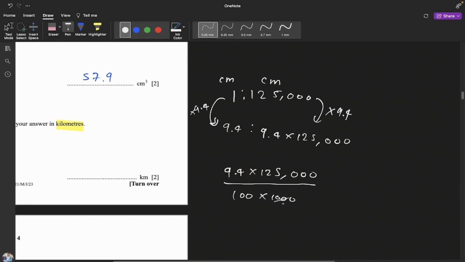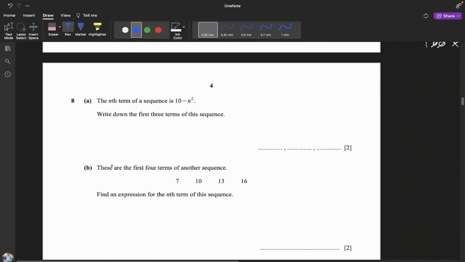You can cancel these 3 zeros with these 3 zeros and these 2 zeros, and you can move the decimal place 2 places, and it will give you 9.4 times 1.25. Now you can multiply this using a calculator. 9.4 times 1.25. The answer is 11.75 kilometers. Okay, good. Next one.